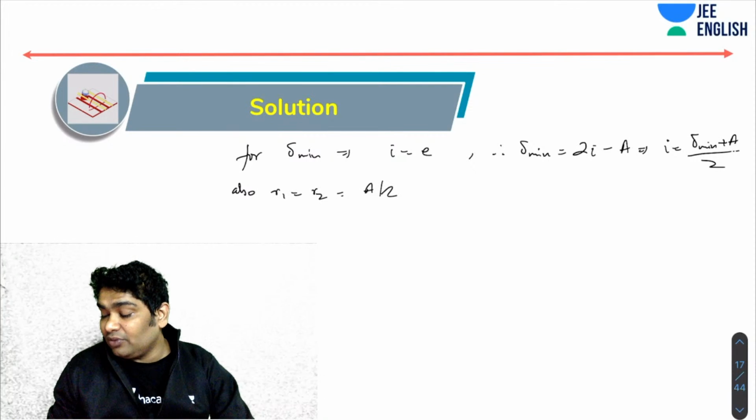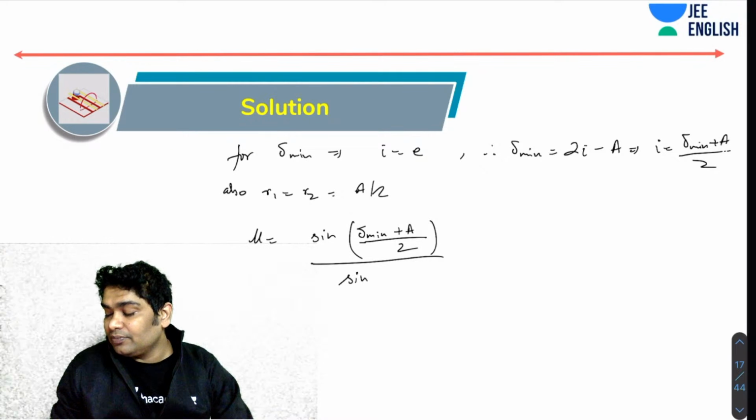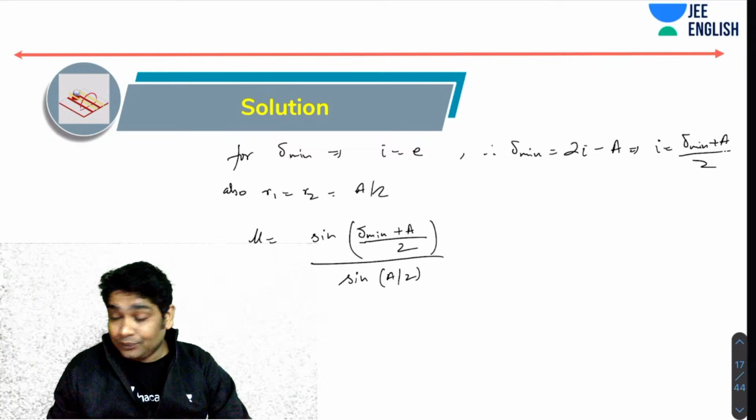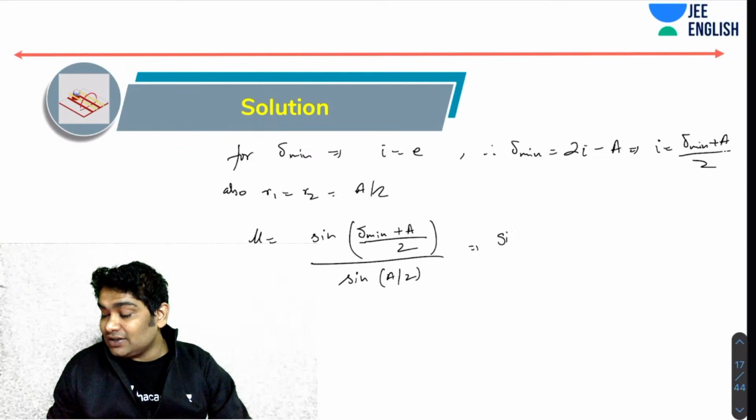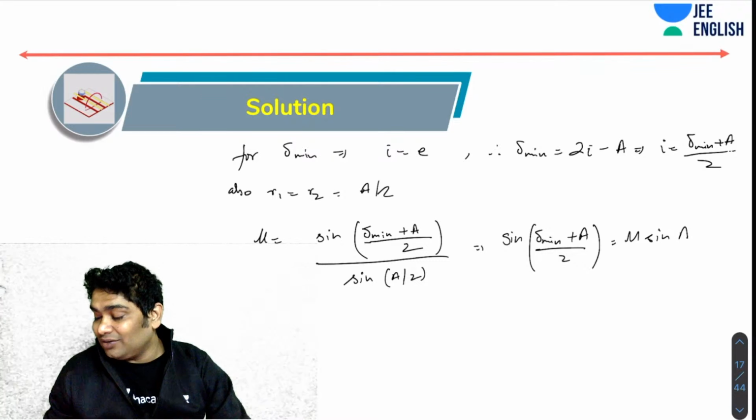So if you remember from Snell's law, we had said that mu would be sine of delta min plus A over 2 over sine of A by 2. This was the relation that we had found, correct? So from here, what I realize is sine of delta min plus A by 2 equals mu sine of A by 2.